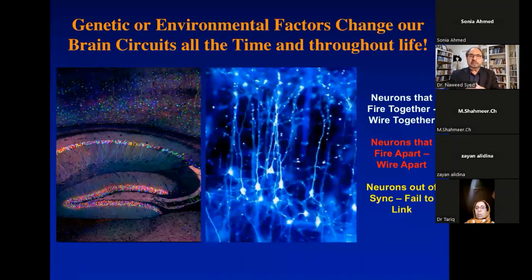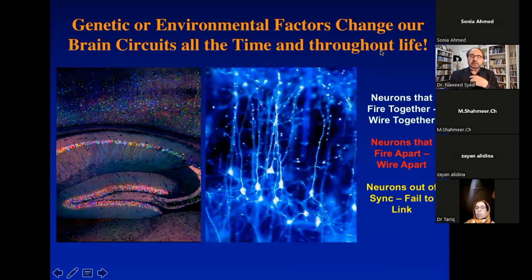And we know that the genetic and environmental factors really play a very important role in shaping the brain connectivity. And these brain circuits are changed all the time in our life. Whenever we learn something, our circuits are either altered, enhanced, and some circuits are really suppressed. So when you think about development, we know that in the developmental patterns of connectivity, the electrical activity of brain cells is really, really important. So we know that brain cells or neurons that fire together, they wire together. And if neurons fire apart, they fall apart. Similarly, we also know that the neurons that fire out of sync, they fail to link.